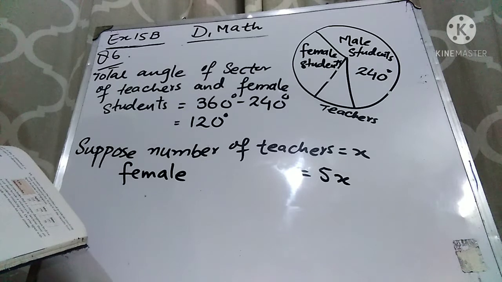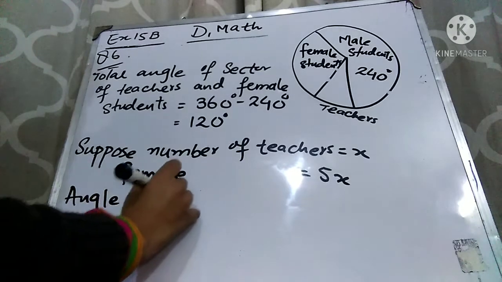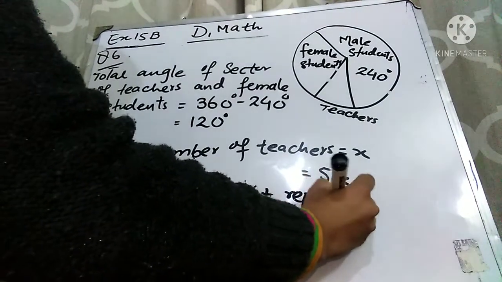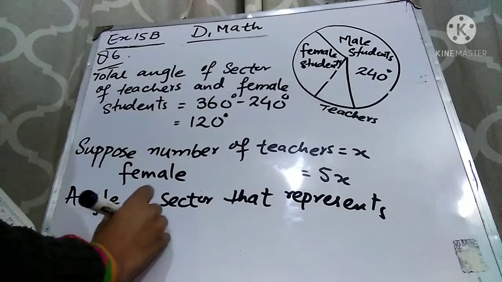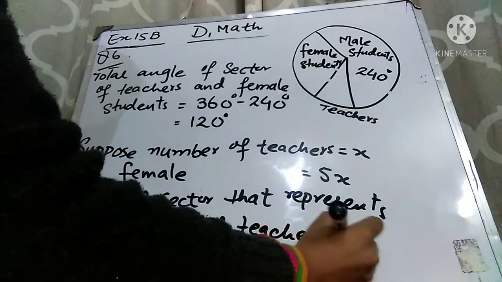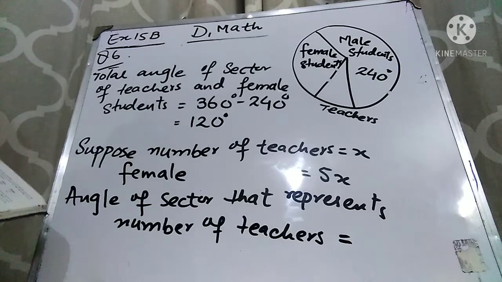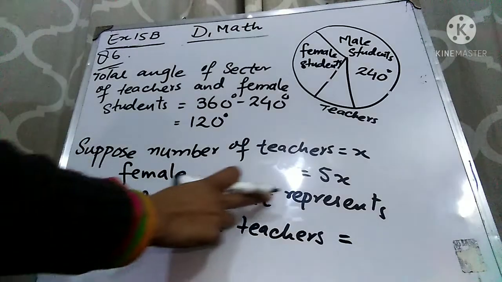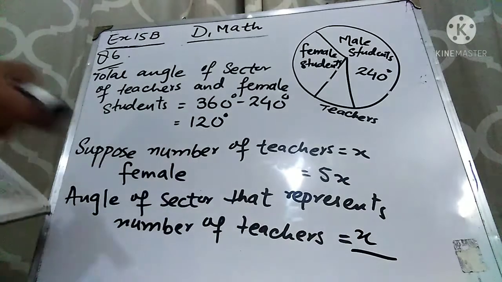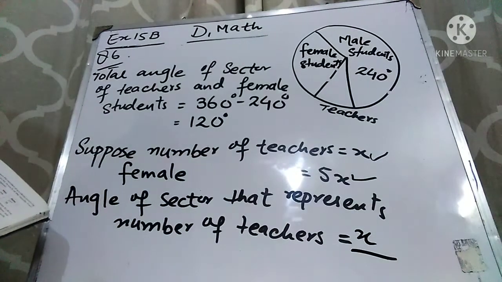Now we have to find the angle of the sector that represents the number of teachers. So how would you find the angle of the sector? Students, you know that to find the angle of a sector, we have to divide the given number by the total number. As we are finding the angle of the sector of the teachers, the given number is x, divided by the total number. The total number includes female students and teachers, so I will add x and 5x.